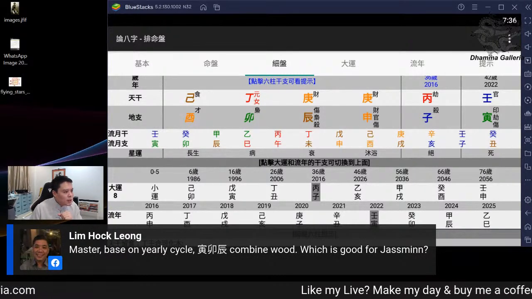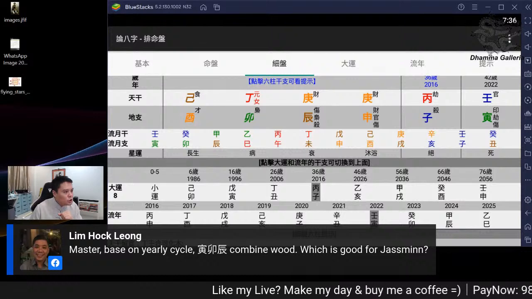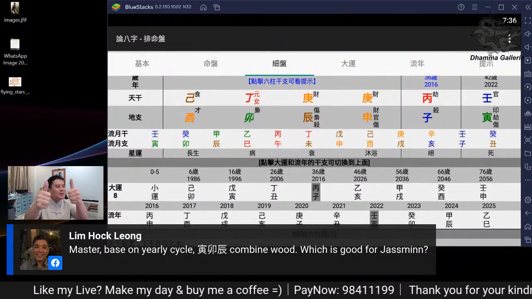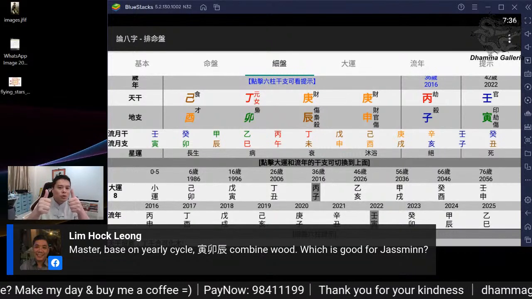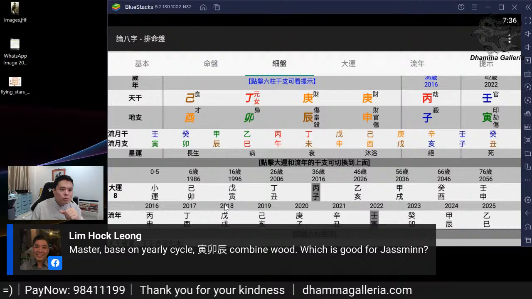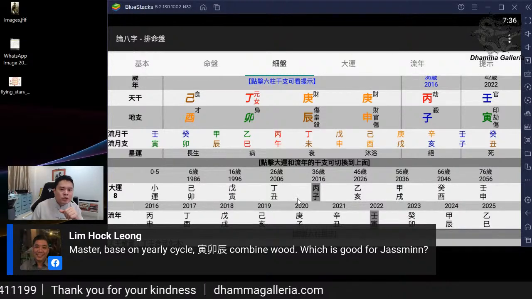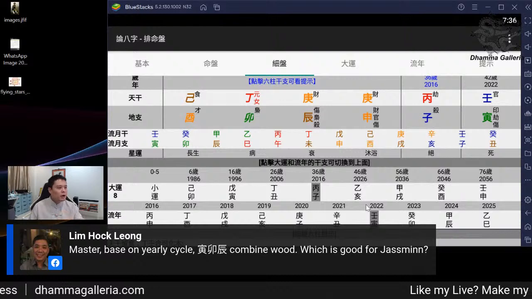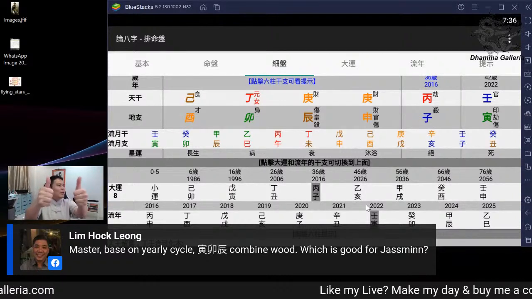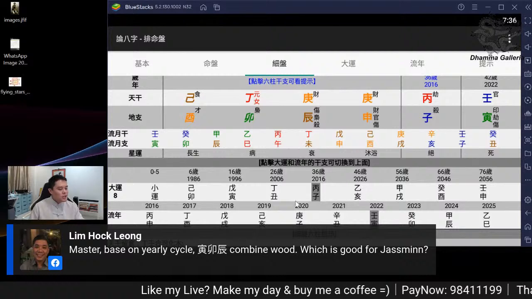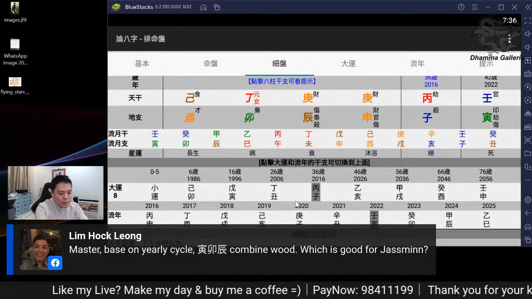Okay, let me see Lim Hot Liang's question. Master, based on yearly cycle, Yin Mao Chen combined wood, which is good for Jasmine? Yes, very good. Correct, Mr. Lim Hot Liang. I believe you have also studied BaZi, and it's correct that Yin Mao Chen is able to form a wood combination formation, which is positive for her. You are very correct, Mr. Lim. I will give you another thumbs up. So I hope my advice has been helpful.